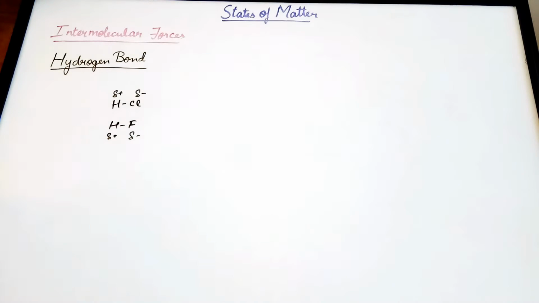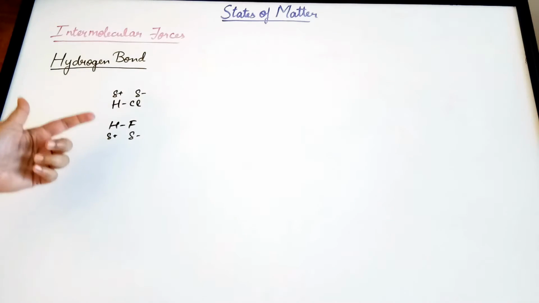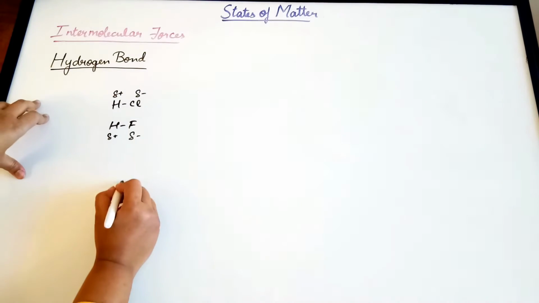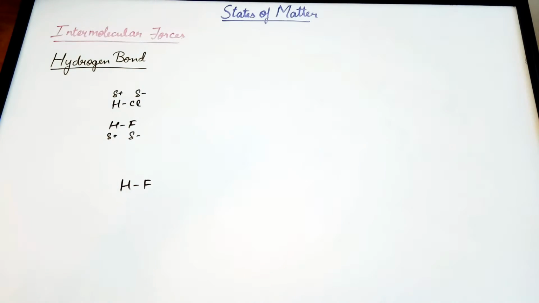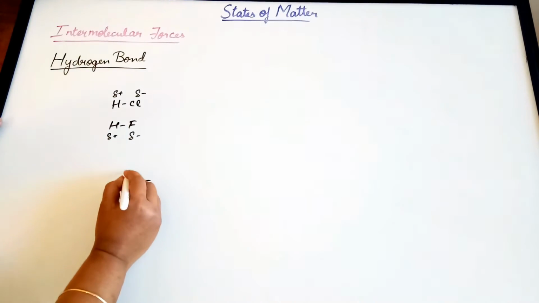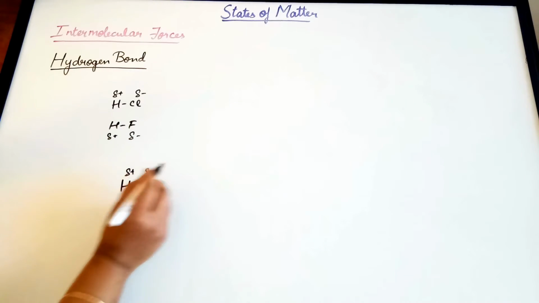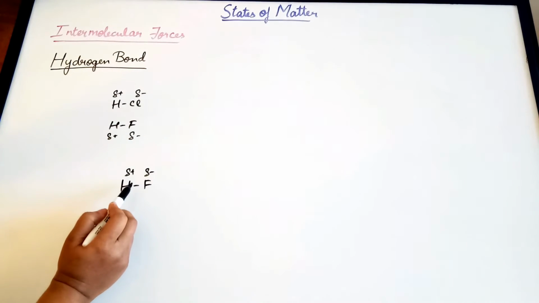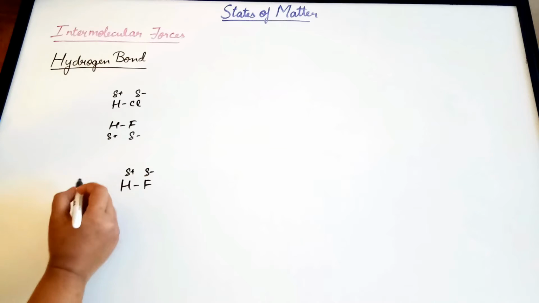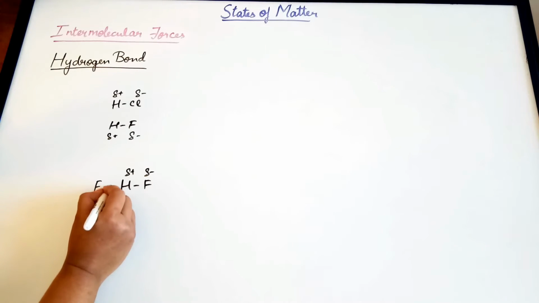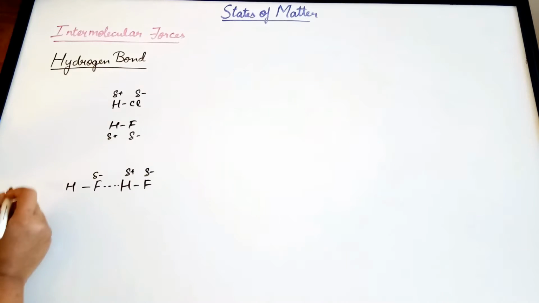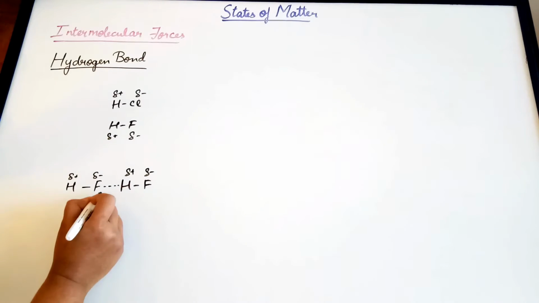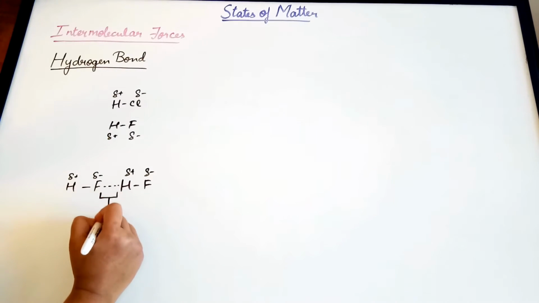So here, HF, right? Suppose you have a lot of molecules of HF in a container. Obviously, what happens is the hydrogen atom, which has a partial positive charge, will form a bond with another molecule's partially negatively charged fluorine atom. And this is called the hydrogen bond.